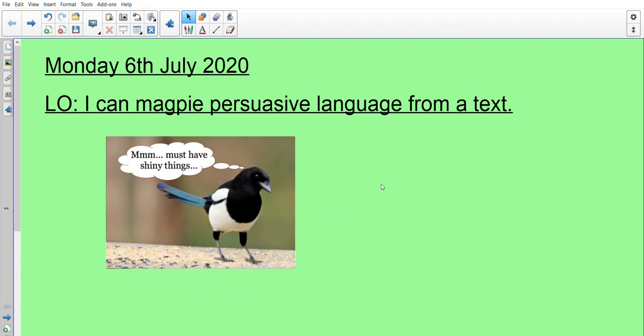Today's LO is I Can Magpie Persuasive Language from a Text. So, what do we mean by magpie? Well, a magpie is a bird and they're known for stealing shiny things to make their nests. So when we say magpieing in English, it just means stealing good words from other texts that we can use in our own writing. We've done it lots before.